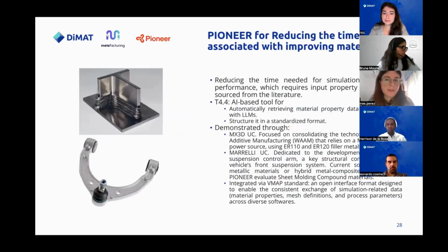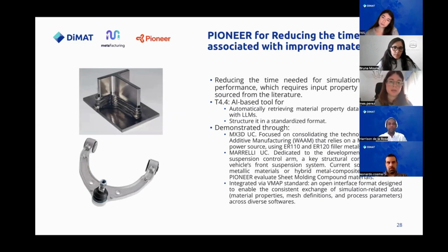So Pioneer is also involved in reducing the time associated with improving materials, and more concretely, reducing the time needed for the simulation of material performance. To run these simulations, we need input data that typically we need to search in the literature. In Pioneer, one of the tasks is to develop an artificial intelligence tool capable of retrieving, not manually, automatically actually, material properties from the literature, and also structuring them so they can be used for these simulation works. And this is going to be demonstrated through two industrial use cases.